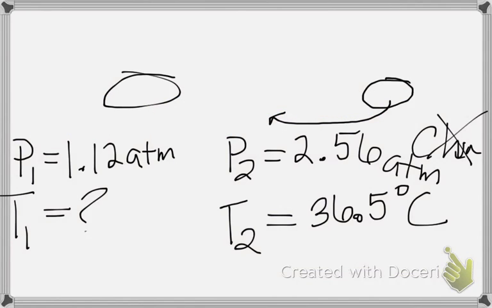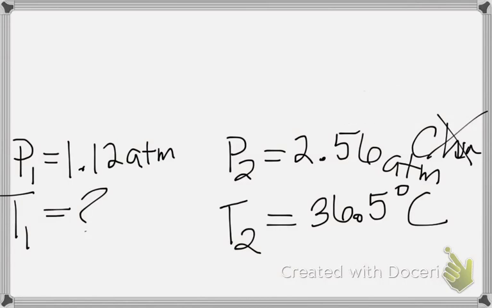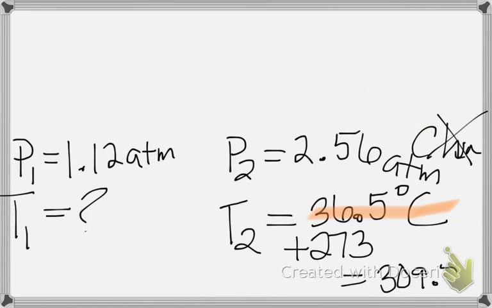And let me go ahead and erase this to create a little bit of room. Now, what's the first thing that I need to fix? Because before I start anything, before I plug and chug, what do I need to fix? Very good. I need to fix my temperature. So what do I need to do? Add it to 273. So that's going to come out to 309.5 Kelvin. Okay? So that is my new T2. All right? So now that I have all my ducks in a row, I'm able to actually plug it in.